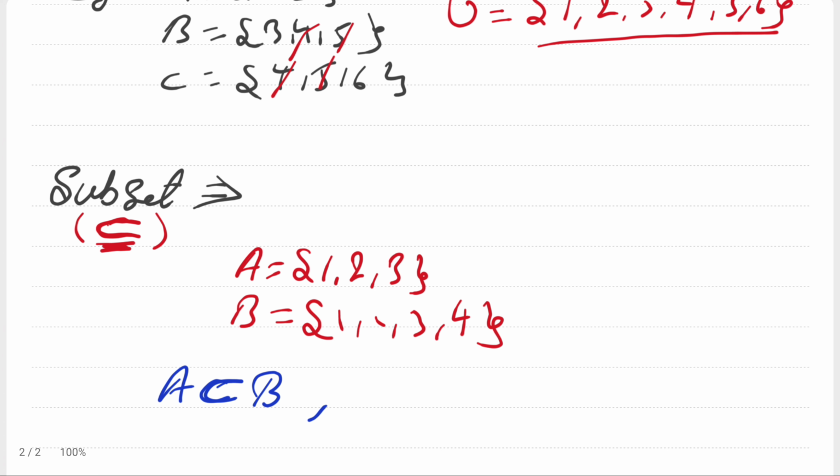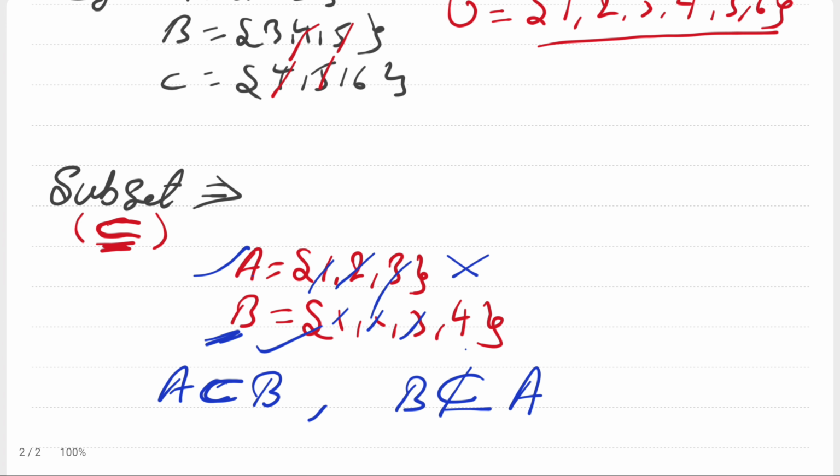But is B a subset of A? Let's see. In set A, 1 is there, 2 is there, 3 is there, but 4 is not. In set B the element 4 is there, but in set A the element 4 is not given. So B is not a subset of A. A is a subset of B, but B is not a subset of A.